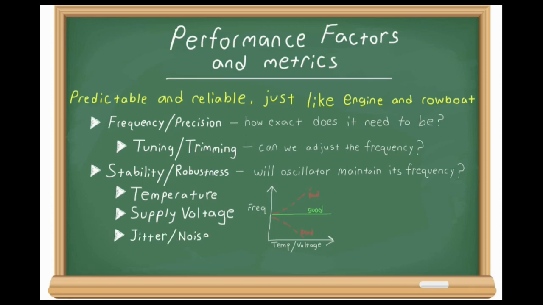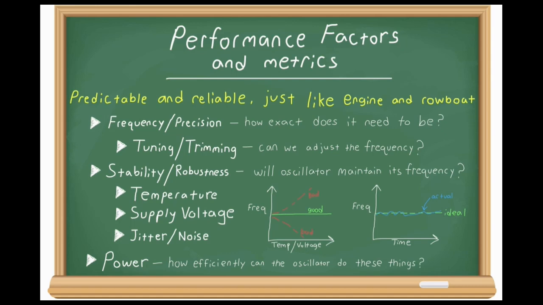Finally, we have jitter or noise. This refers to very small fluctuations in the frequency across time. One of the last metrics that we care about is the power of the oscillator. This refers to how efficiently the oscillator can do all of the above items.